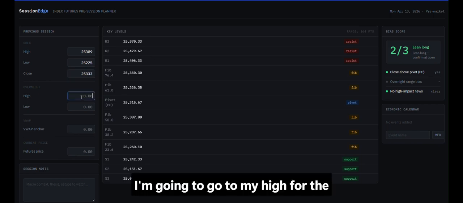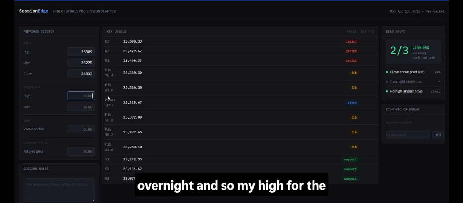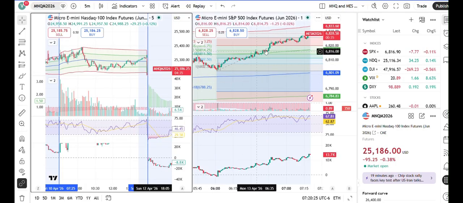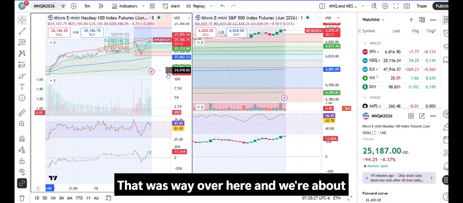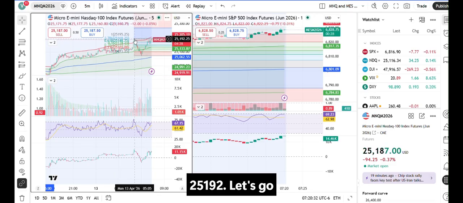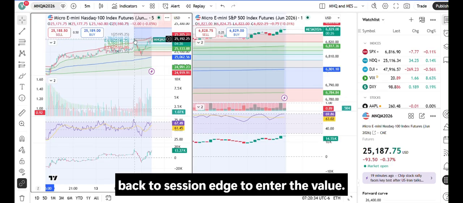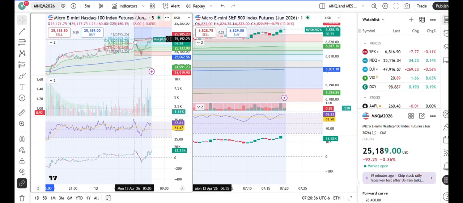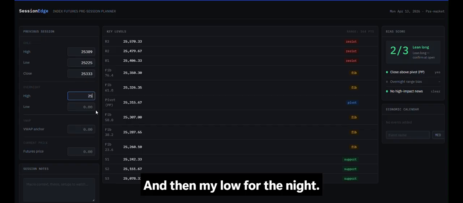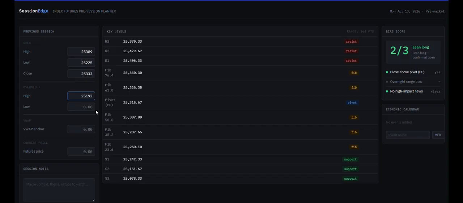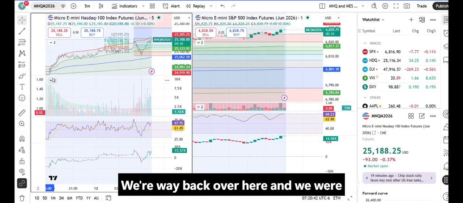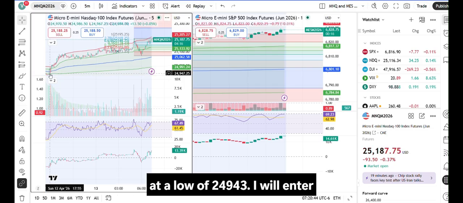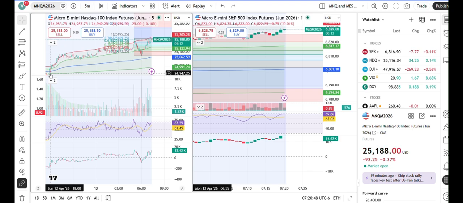I'm going to go to my high for the overnight. That was way over here, and we're about 25192. Let's go back to Session Edge to enter the value. And then my low for the night. We're way back over here, and we were at a low of 24943. I will enter that in Session Edge.